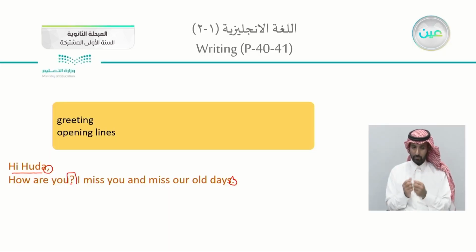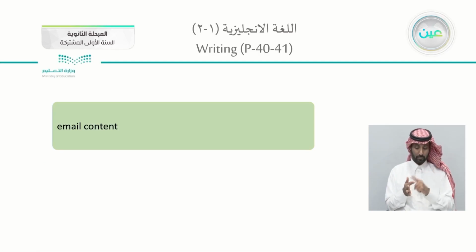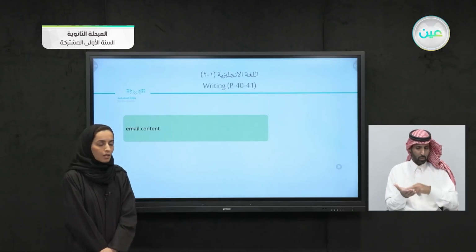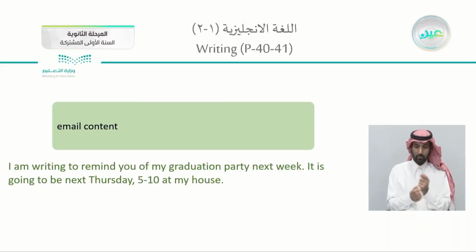Then we will go to the second part, the email content. And this is the most important part within your email. You're writing what you want to say in your email. So in here I will say, I am writing to remind you of my graduation party next week. So, to the point. It is going to be next Thursday, 5 to 10 at my house. So this is the main idea. Come to my party. It's next Thursday, my house, 5 to 10.